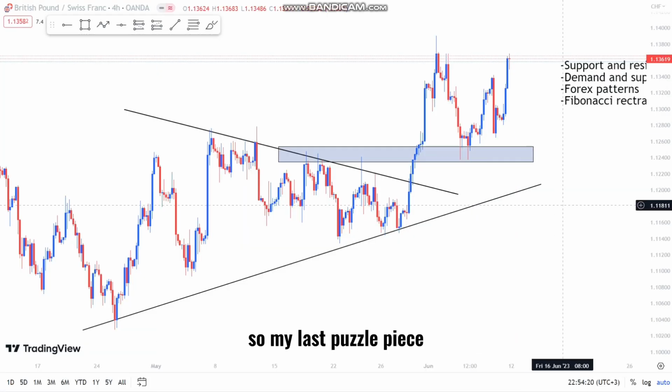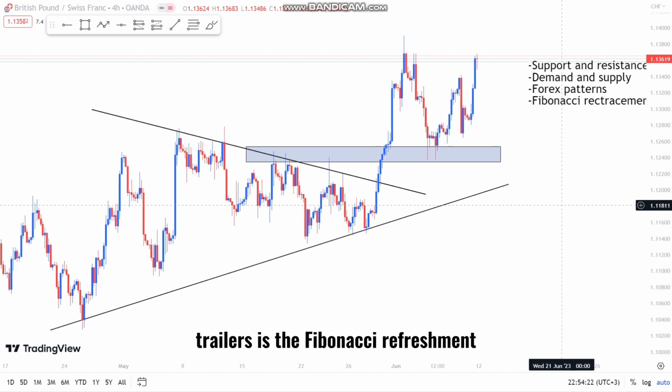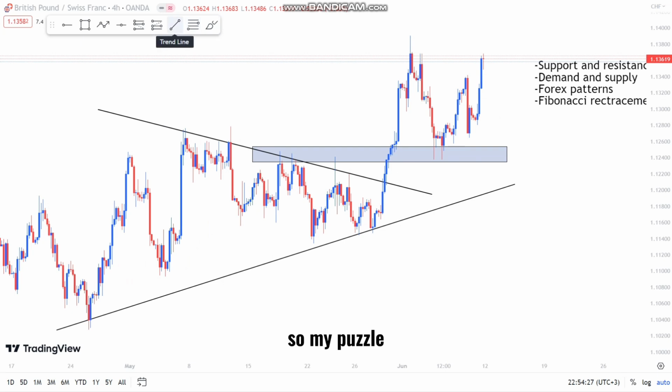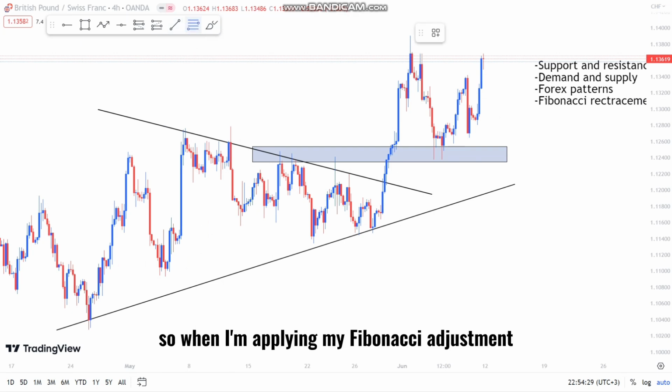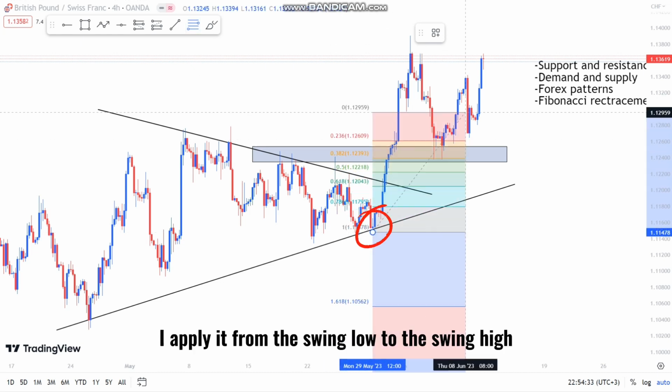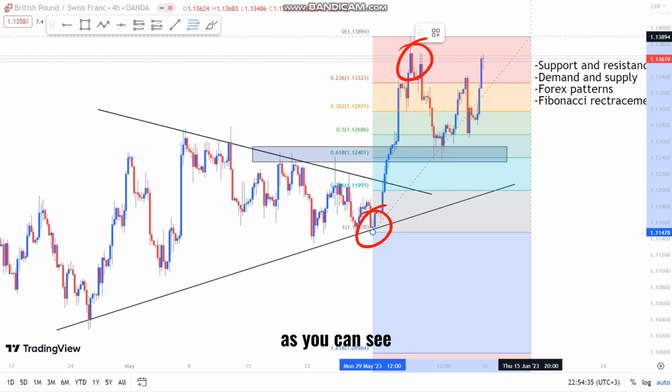So my last puzzle piece, traders, is the Fibonacci retracement. When I'm applying my Fibonacci retracement, I apply it from the swing low to the swing high, just like this, as you can see.